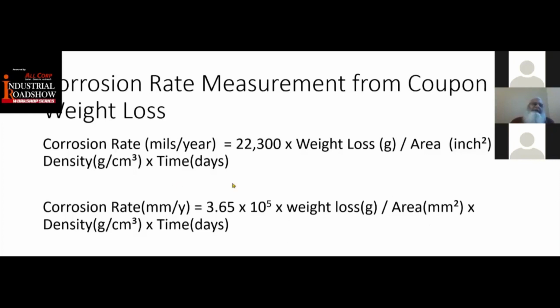See how you can calculate the corrosion rates from the coupon weight loss. Corrosion rate in mils per year, density, this is a factor given in there. And this formula you can use, which is very common, given everywhere, right? How to calculate the corrosion weight loss from the coupons.